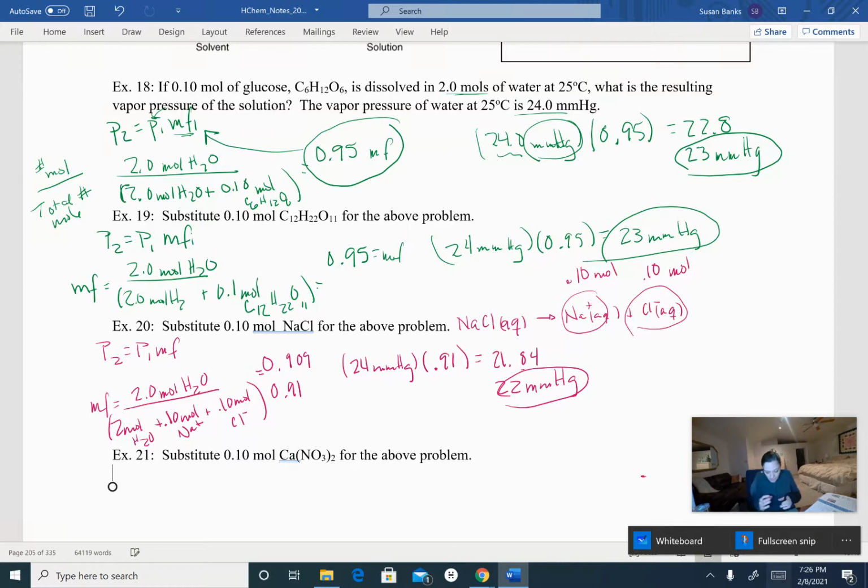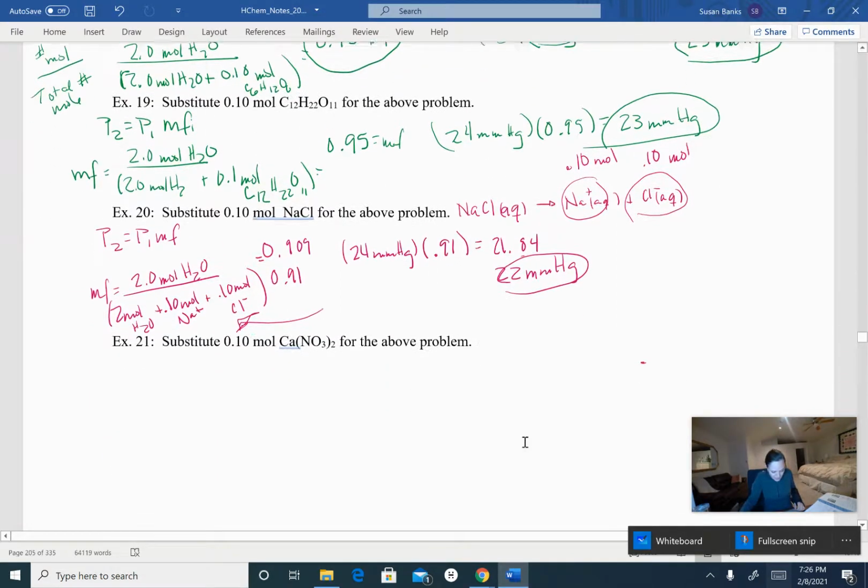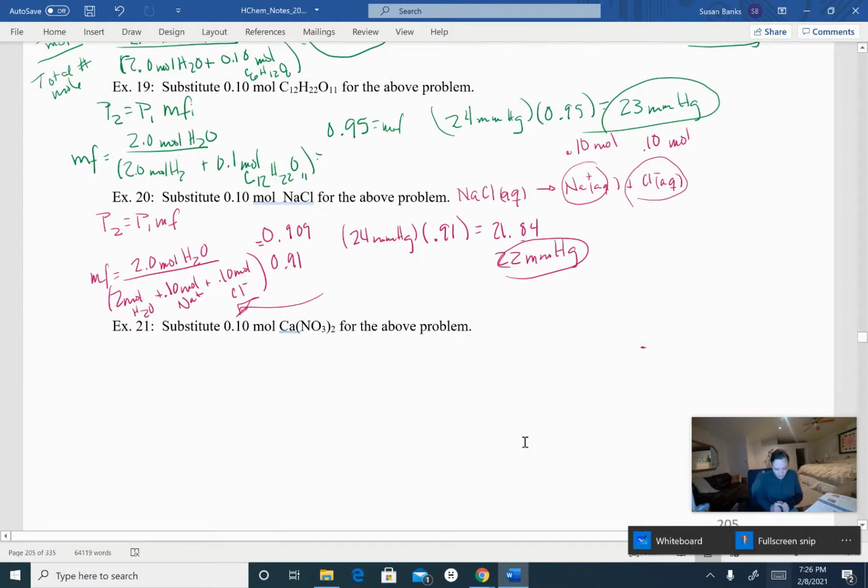Now notice ionic compounds, we need to think about how they break apart in water. And if I get multiple ions, that gives me a multiplier effect of this mole fraction. Okay, so let's substitute calcium nitrate. Now, is calcium nitrate soluble? Do you remember your solubility rules? All nitrates are soluble, no exceptions.